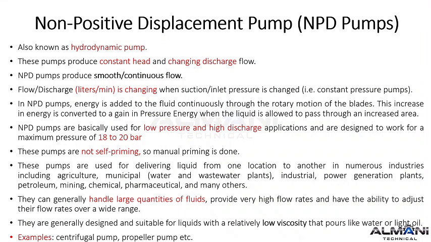Non-positive displacement pumps, or hydrodynamic pumps, deliver a smooth, continuous flow with constant pressure but changing discharge. Energy is added via rotating blades, converting to pressure as fluid passes through larger areas. Suited for low-pressure, high-flow applications up to 20 bars. They need manual priming and handle large volumes of low-viscosity fluids. Examples include centrifugal and propeller pumps.